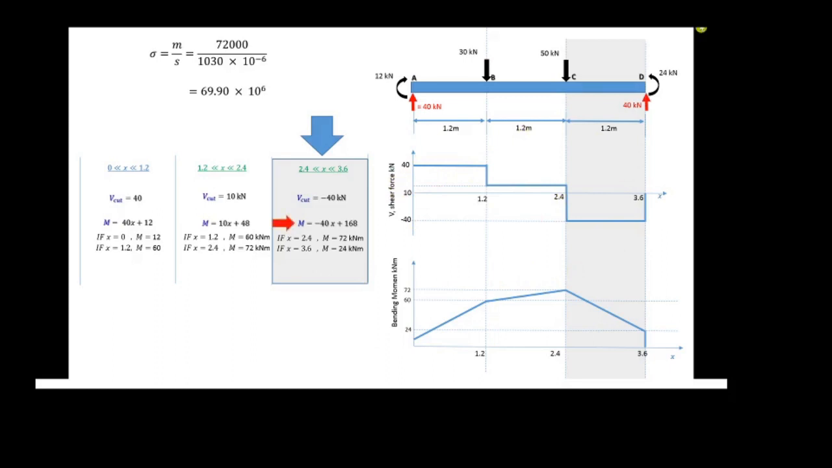So from the diagrams, we can see the maximum shear force is 40 kilonewton, and the maximum bending moment at this point is 72 kilonewton meter.